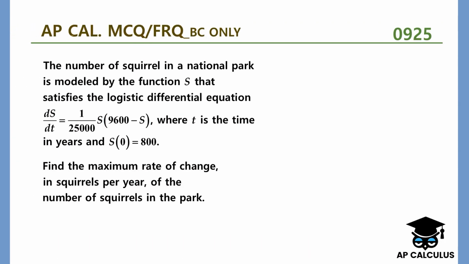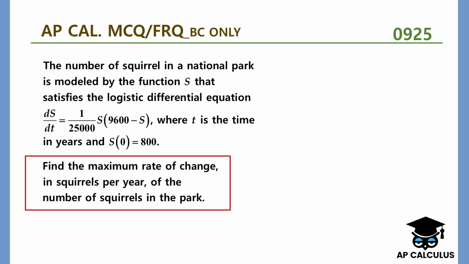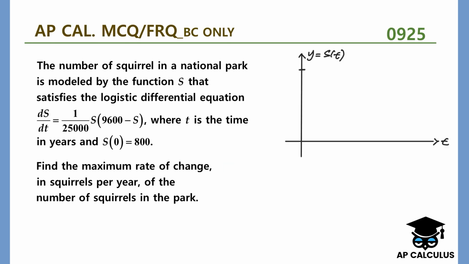Question 925. Find the maximum rate of change in squirrels per year of the number of squirrels in the park. Here we have a population of squirrels, and our carrying capacity is 9,600, so that's the maximum number of squirrels. The question is to find the maximum rate of change, the rate, ds over dt.